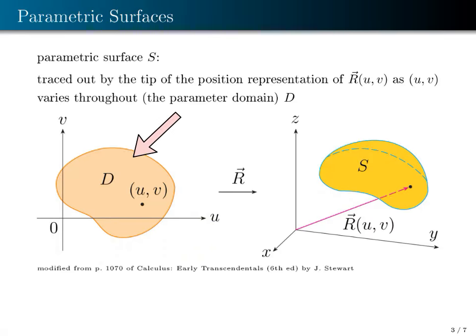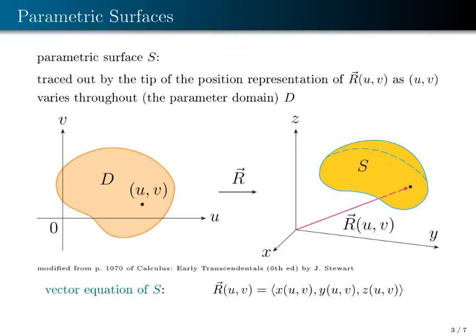Running through all possible points uv in D will yield different vectors r of uv, and the surface traced out by the tip of the position representations of all possible vectors r of uv is exactly the parametric surface S.